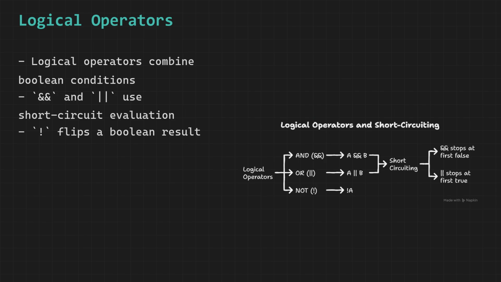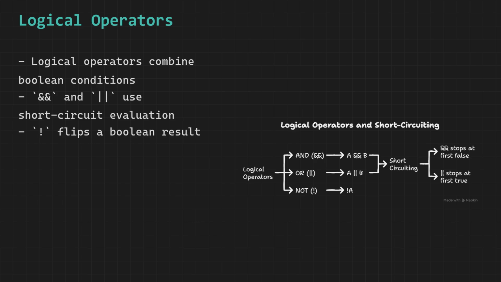Logical operators are used to combine 2 or more Boolean expressions into one compound condition. They are essential for writing complex if statements and loop conditions. Looking at the diagram, 3 operators are shown with their truth tables. A truth table lists all possible input combinations and their output.